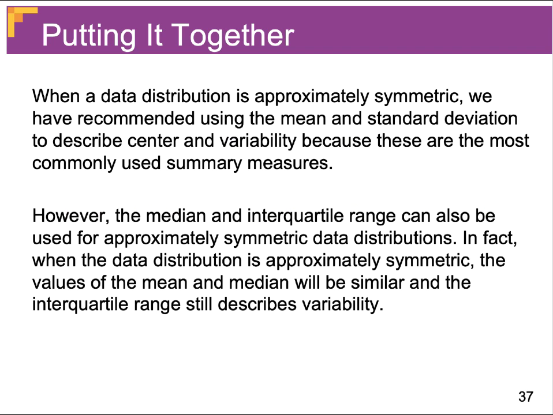Even though when the data distribution is approximately symmetric we've recommended using the mean and standard deviation, we only do that because they are the most commonly used. It still would be okay to use the median and the interquartile range for approximately symmetric data. And we'll see in a later chapter that when the data distribution is approximately symmetric, the mean and the median are going to have a very similar value. And you still can describe the variability with the interquartile range.